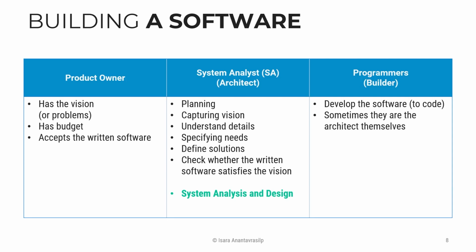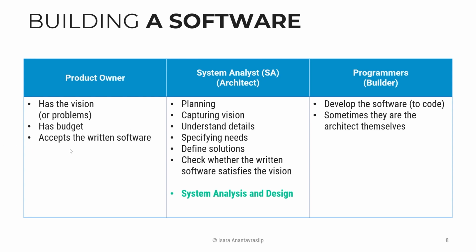In the software business, to build software, we have a similar structure. First we have the owner, whom we call the product owner. The product owner has a vision, or problems that need to be solved, and of course he has some budget, some money in his pocket. Usually the product owner has a specific budget, like, I can afford this much, I can't go beyond this. And he has to accept the written software, but we're going to come back to this point later.